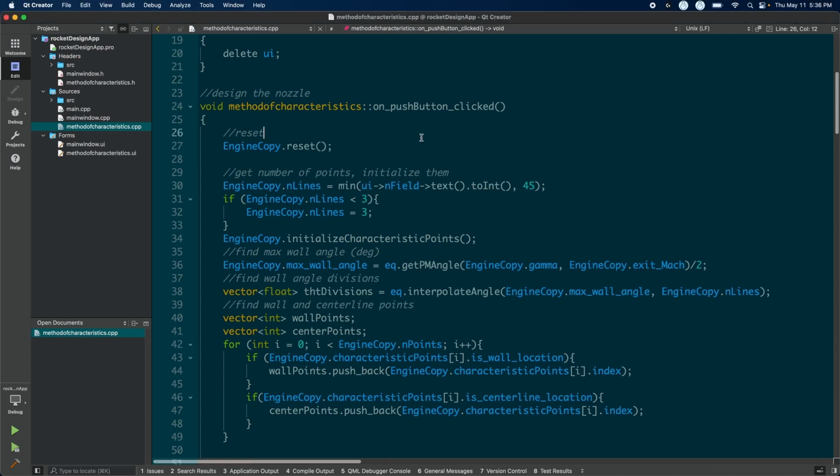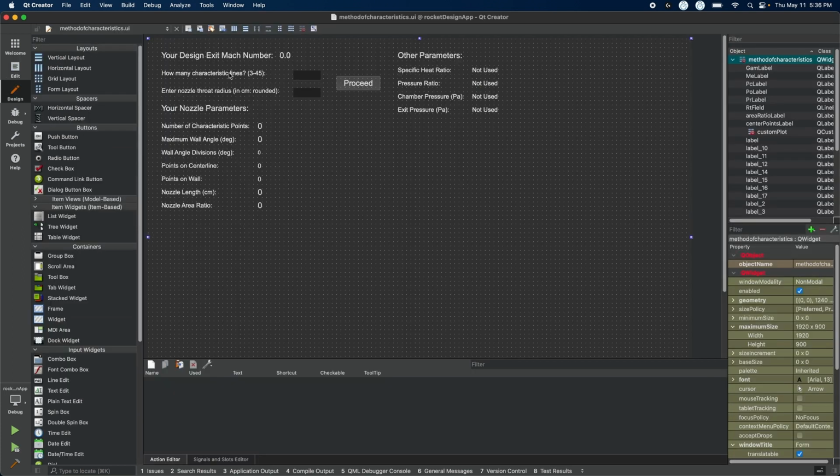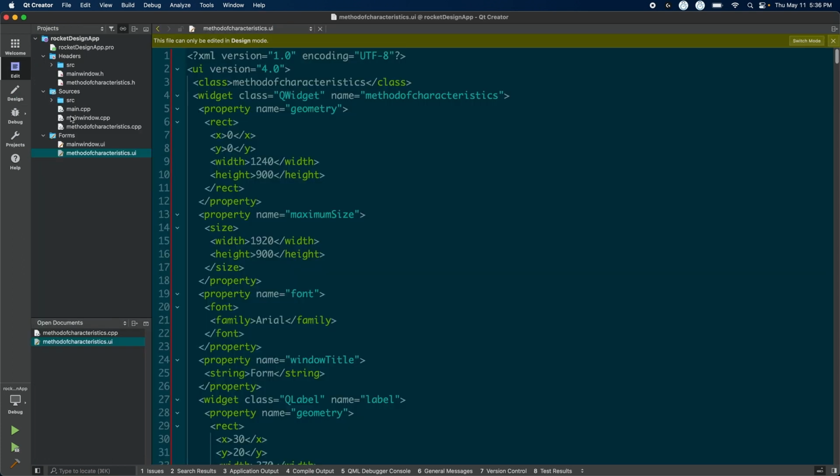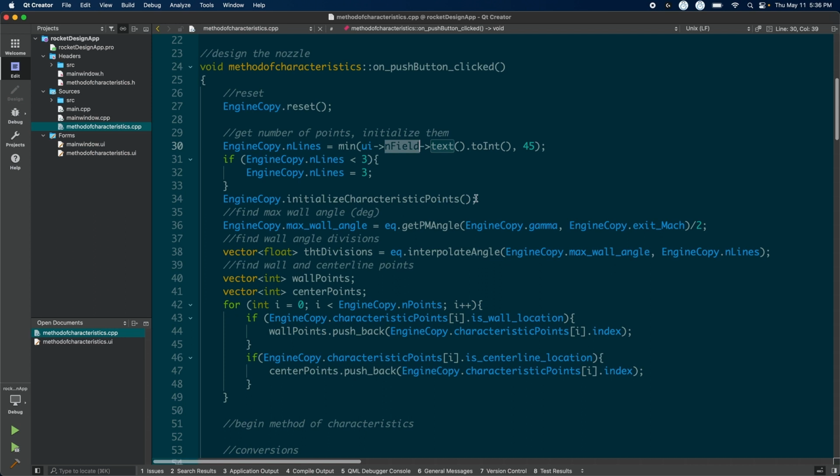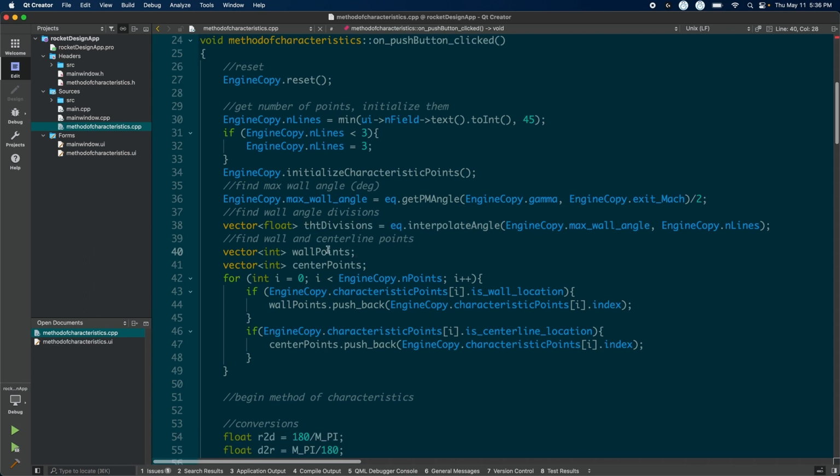Over here is the algorithm inside of my app. The app will compute all the points and load them on the screen. So I reset. I get my number of lines by converting the text in the field to an integer. This field is this one over here. I then get my number of points by initializing the characteristic points, the maximum wall angle, the interpolation here. I search the array for the wall points and my center points. By using vectors, I push back into my array if it is a wall location and if it is a center line location respectively.